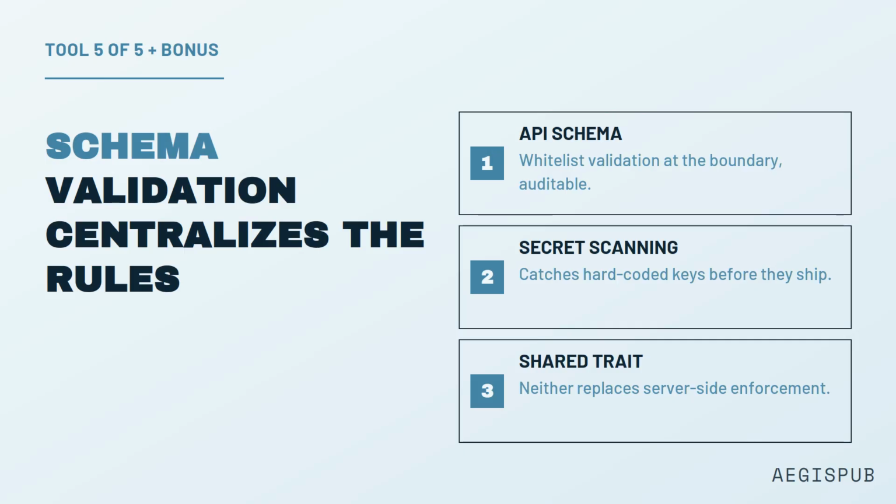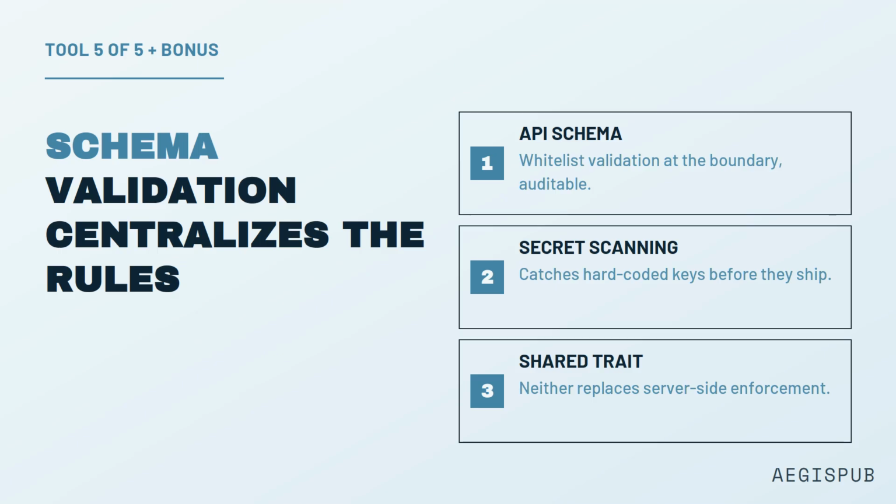An API schema validation layer enforces the structure of incoming API requests against a defined schema, an OpenAPI specification, a JSON schema document, or an equivalent. Before any application logic runs, the framework validates that the request contains the required fields, that each field contains the correct data type, and that values fall within defined ranges.